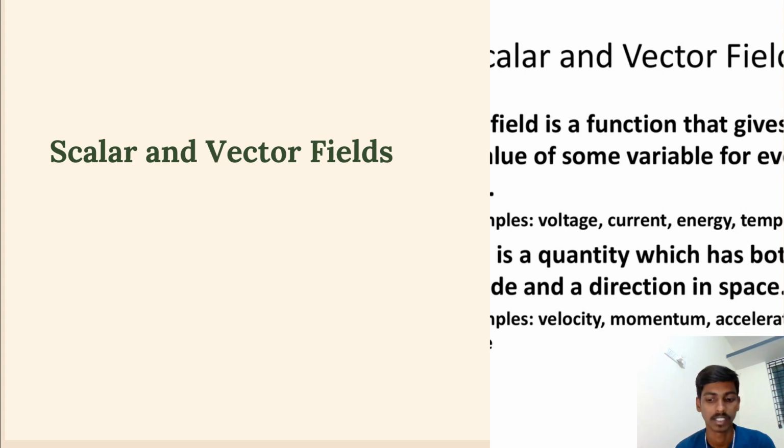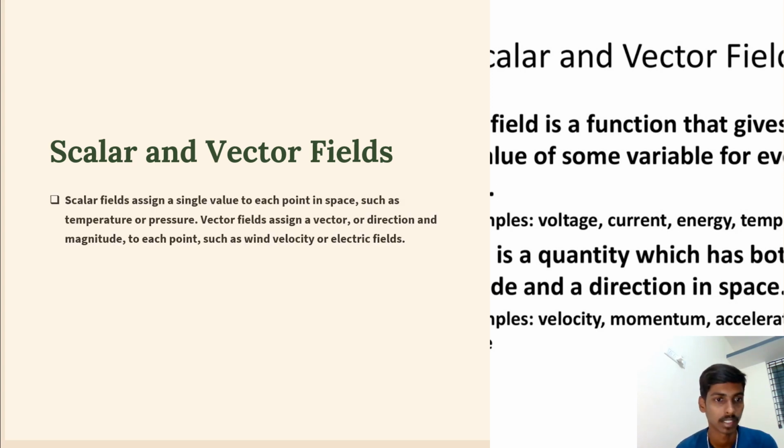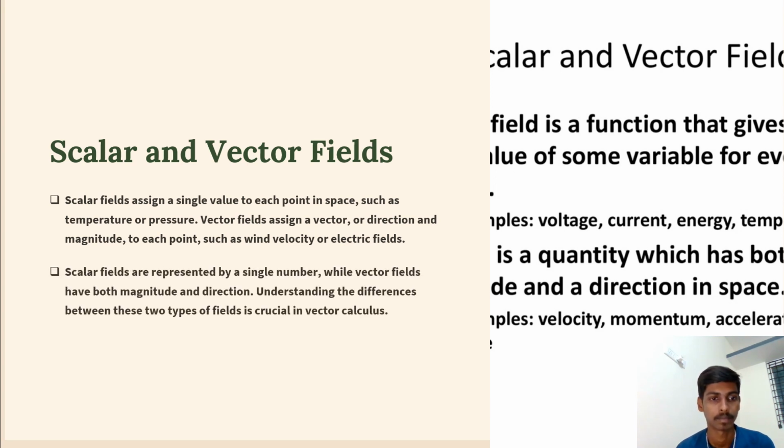Scalar and vector fields. Scalar fields assign a single value to each point in space, such as temperature or pressure. Vector fields assign a vector, or direction and magnitude, to each point, such as wind velocity or electric fields. Scalar fields are represented by a single number, while vector fields have both magnitude and direction. Understanding the differences between these two types of fields is crucial in vector calculus.